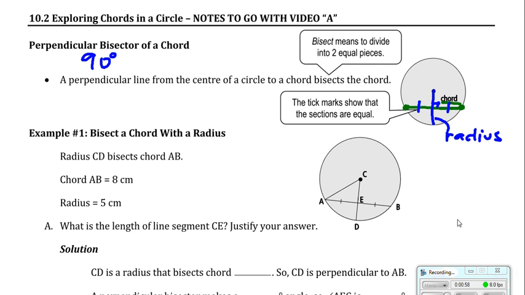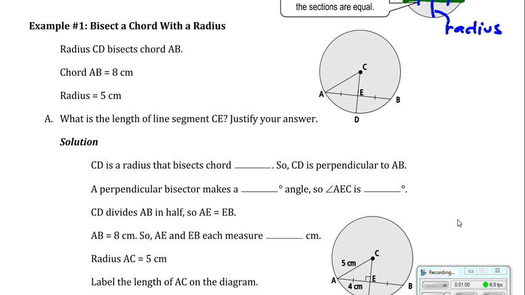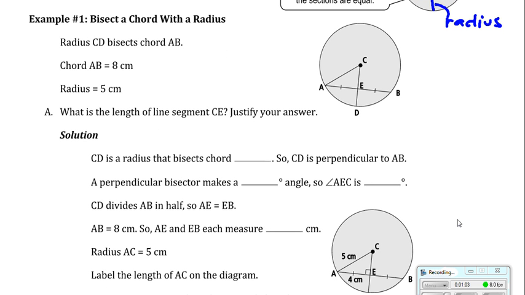So the first example we're going to do is we're going to look at bisecting a chord with a radius. And so it says we have a radius CD bisects chord AB. We know that the chord is 8 centimeters. So from A to B is 8 centimeters, so that means each half is going to be 4 centimeters. And the radius is 5 centimeters. So then we want to know what is the length of this segment. So it's not the same as the radius because CD is the radius, so CE has to be shorter.